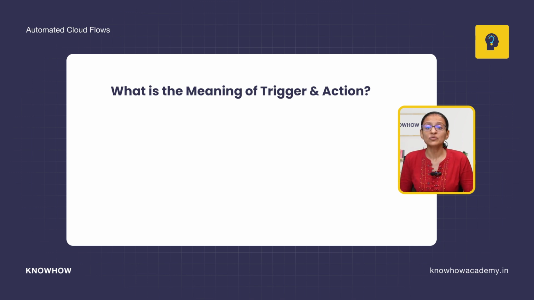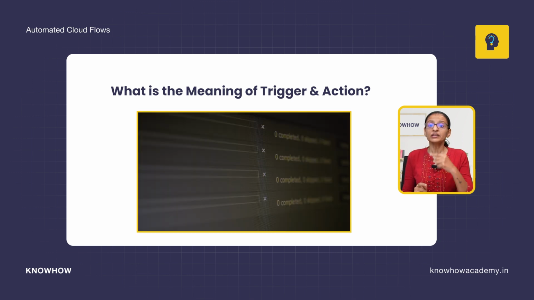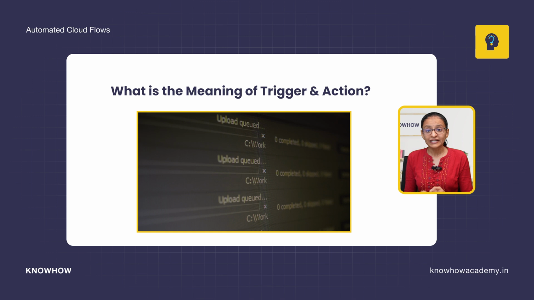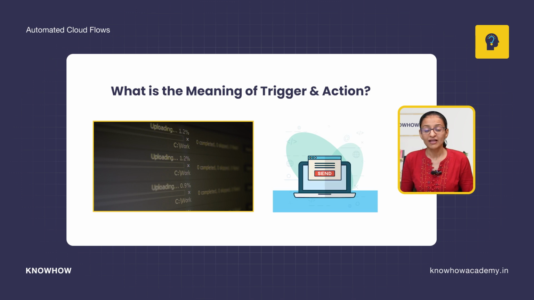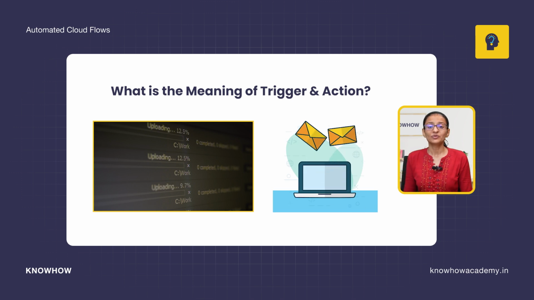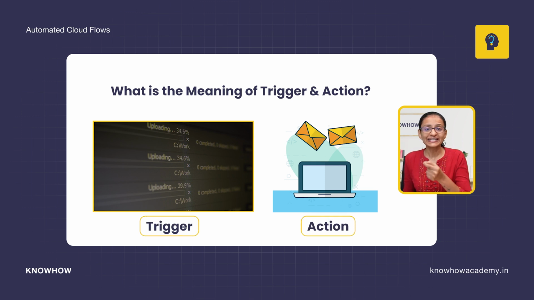Now let me explain action. Let me take our practical scenario: when someone uploads a file, at that time what action should Power Automate do? Power Automate should send an email. So here sending an email is an action. In this scenario, when someone uploads a file in OneDrive, that is called trigger, and the action is sending an email to the person. So that is called trigger and action.